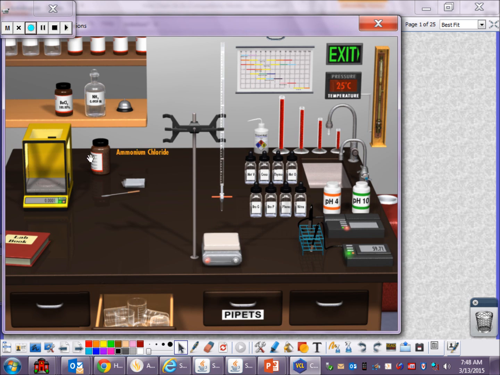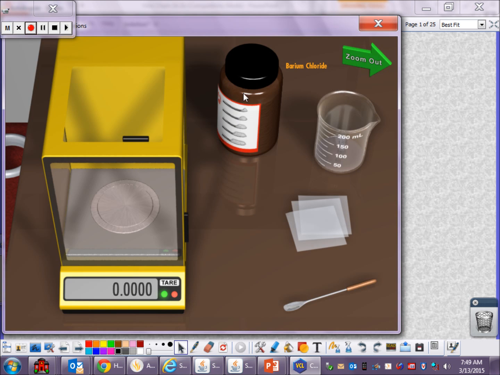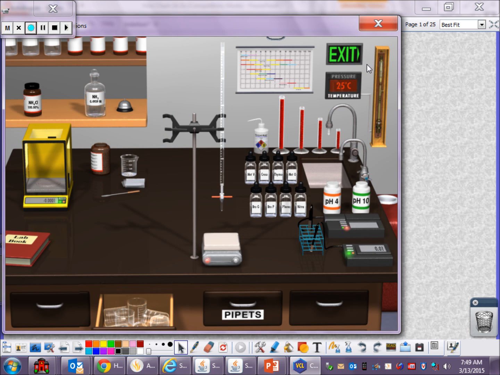Put that chemical back. Get my barium chloride, a clean beaker, the balance area. Remove the lid. Scoop some, put it in the beaker. And I will add the same amount of water, so I will have a fair comparison for each one of them.